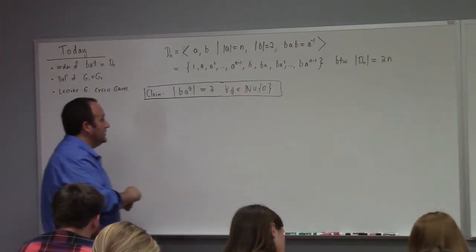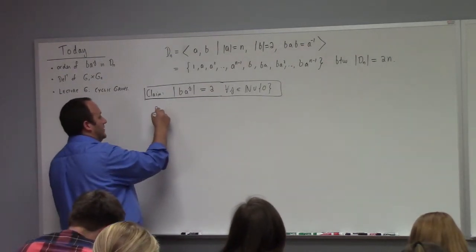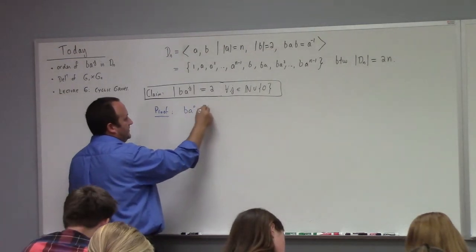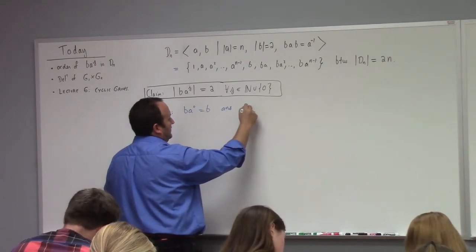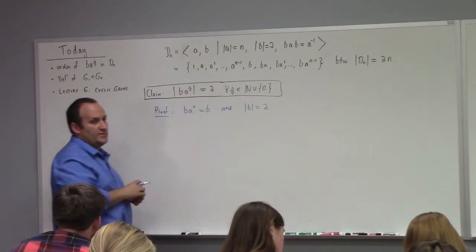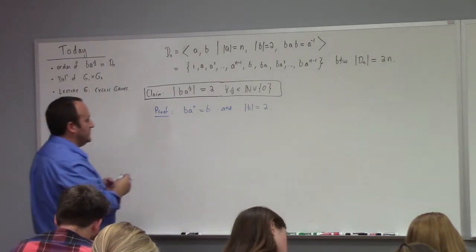All right, so first order of business, to start with, it's given, right? ba to the 0 is equal to b, and we know that the order of b is equal to 2 by assumption, right? So it's true for j equals 0. How about j equals 1?